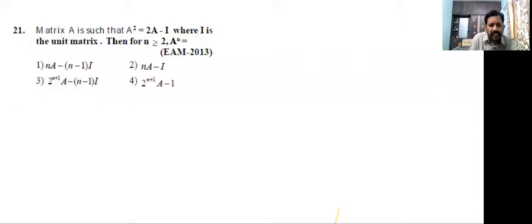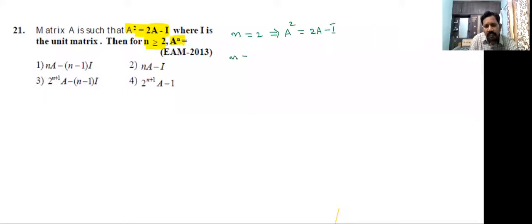What is the given condition here? A square is equal to 2A minus I. We need to find A power n. But here, what is it? n greater than or equal to 2. So what is the minimum n value we want to take? That is 2. So 2, 3, 4, 5, we can take like that. If you take n is equal to 2, then tell me, what do we get? A square. The A square value is already given: 2A minus I.